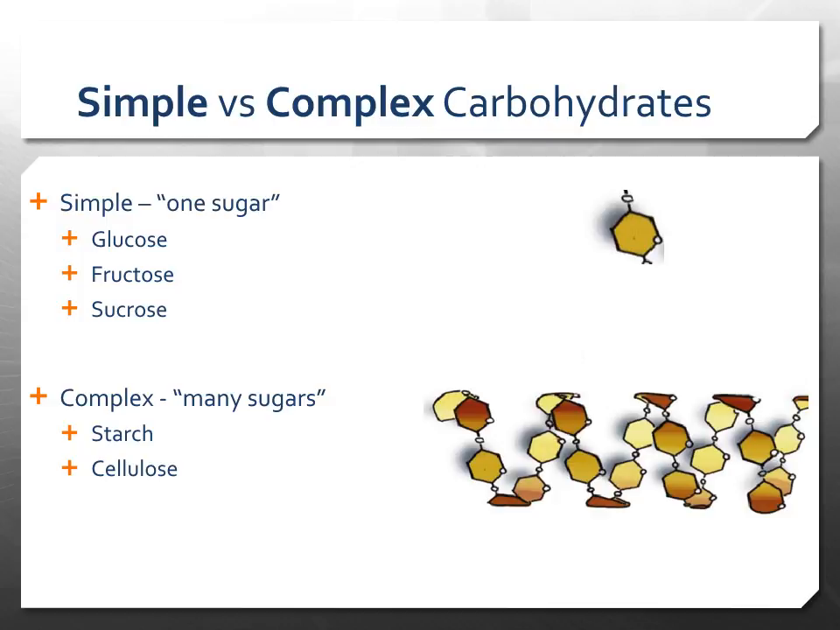Another example of a complex carbohydrate is cellulose, and cellulose is not digested by our body, but we eat it when we eat plant-based foods, and we get rid of it as waste. That's what we call fiber, that it just passes through our body, holds on to nutrients, and then when we're done with it, we flush it down the toilet.